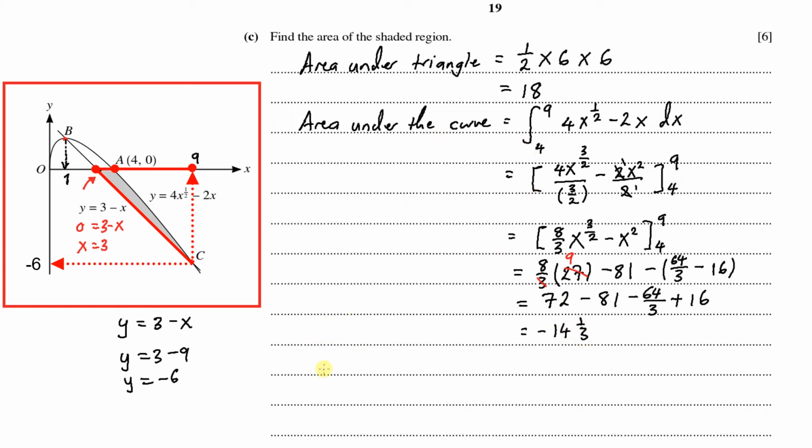So for the area of the shaded region, it's going to come out as the area of the triangle, which is 18, minus the area under the curve. We're going to take the positive value for the area, so that's minus 14 and a third. And the final answer comes out as 3 2/3. And that's how we work out the area of the shaded region.